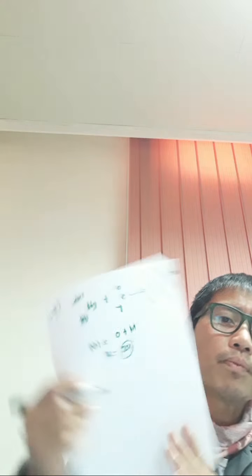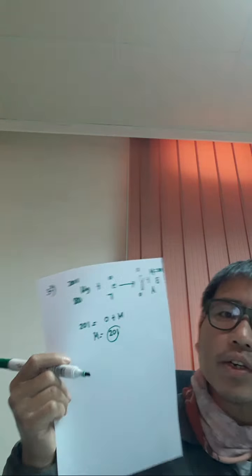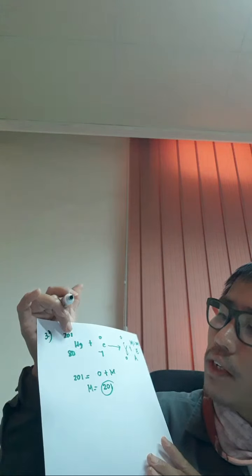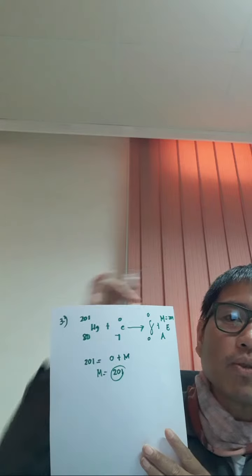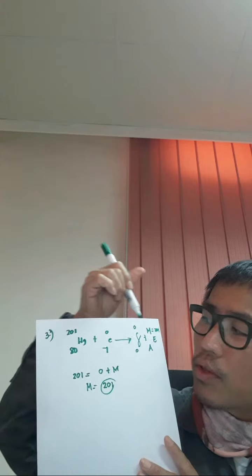So we need to solve for the value of M, A, and E. We have 201 is equal to 0 plus M. So M is equal to 201. So in an electron capture, the element you add here, the mass number will always be equal to the product. Nothing changed. For example, if this is 201, then your M here will also be 201. That is the theory behind it.